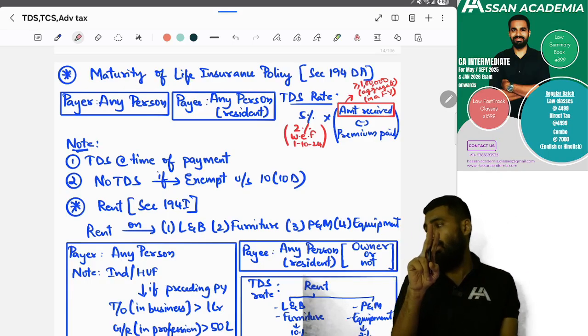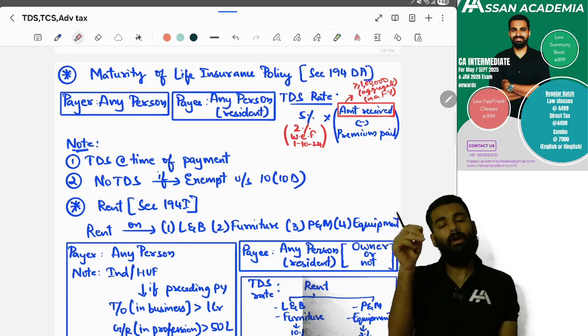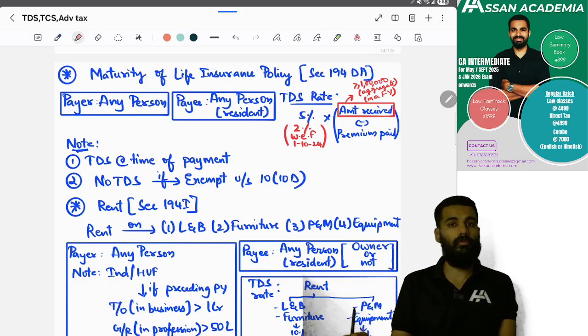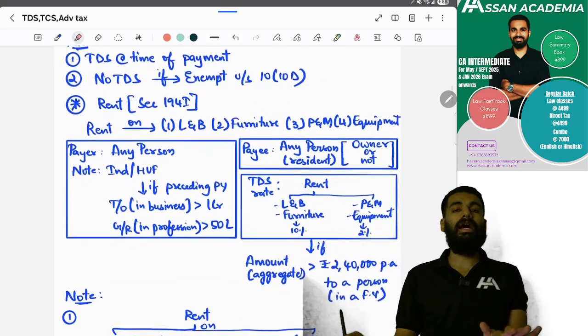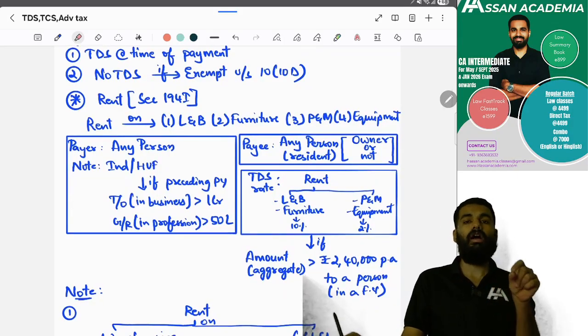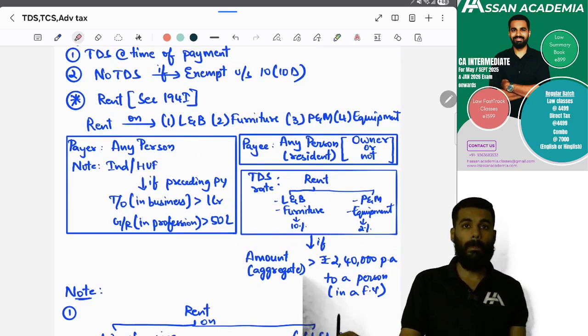Then 5% will be deducted from the amount, on the amount less the premium paid. Yes, but with effect from 1st October 2024, it becomes 2%. Yes, and this will be deducted at the time of payment. And remember, no TDS if it is exempt. If it is exempt under section 10(10D), remember 10% of the premium amount, then you don't have to deduct TDS.